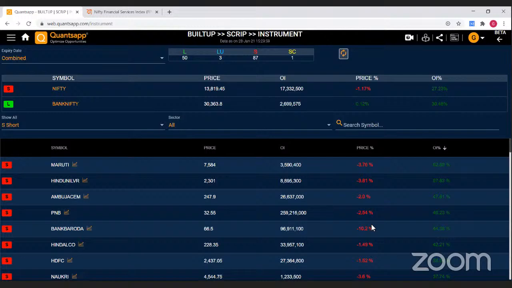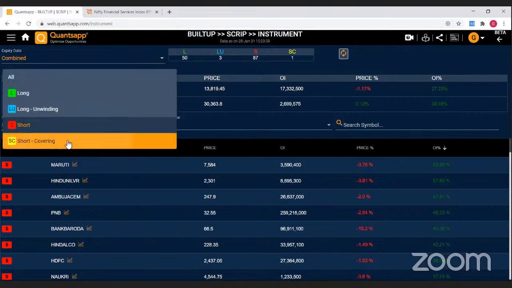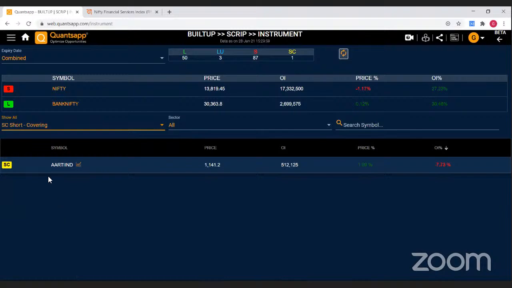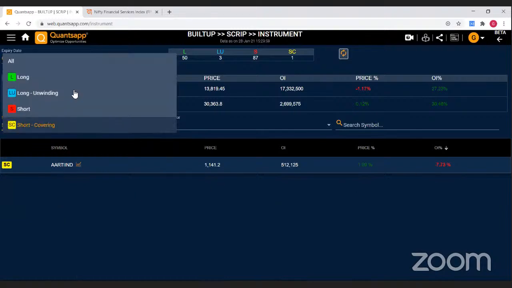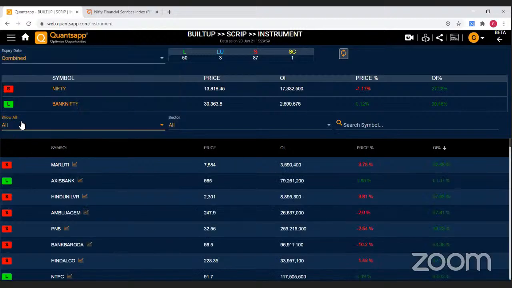This particular tool is very big and has lots of things, though the basic concept of the build up remains the same: long build up, short build up, long unwinding and short covering. In the last one, you can see the short covering. There's only Aarti India where short covering was there. So this was one thing you can see from here.